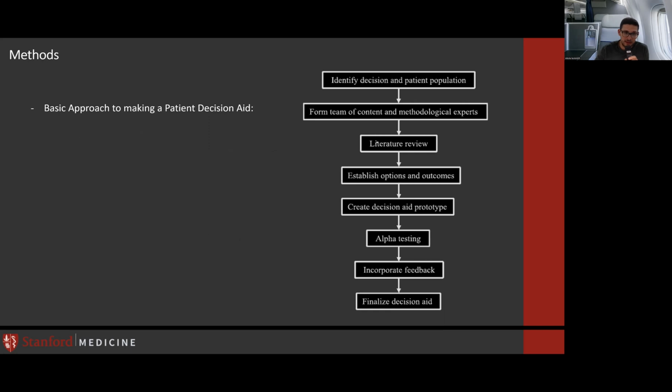Their methods are really the approach on how to make a patient decision aid. And so you start by identifying the decision and the patient population of interest. You form a team of content and methodologic experts. You do a literature review with them, establish the difference between your various options and what the outcomes of them are. And then you create a decision aid prototype, send it out for alpha testing with some of your users, and then incorporate feedback and finalize a decision aid to release.